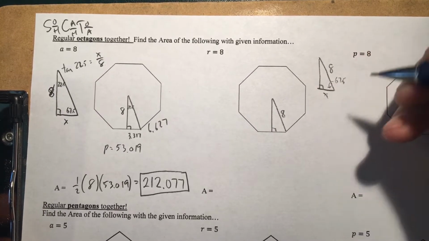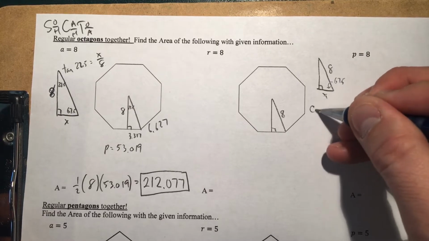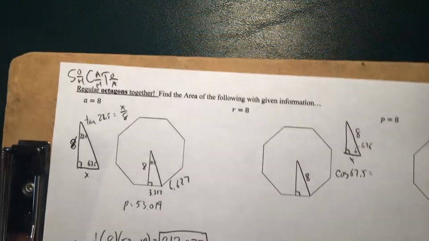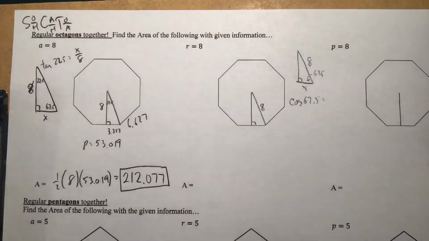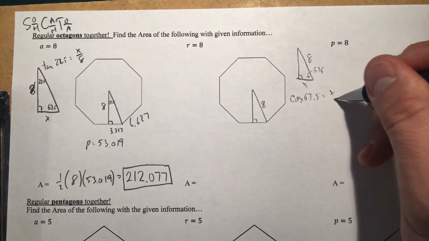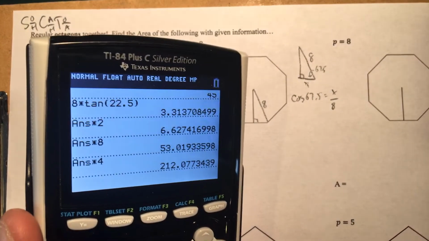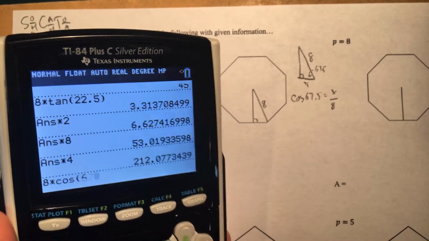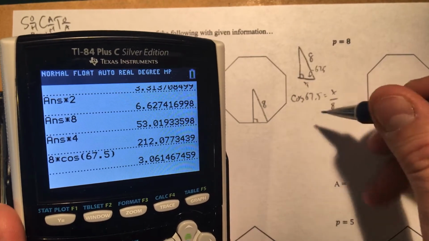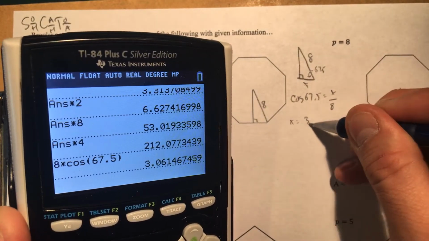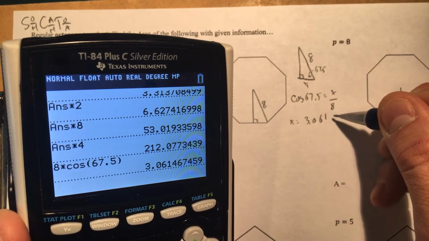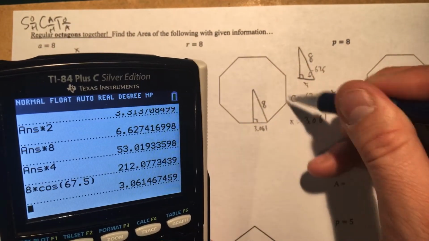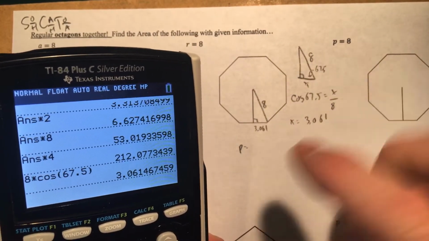So I'm going to go, what was that? Cosine. Adjacent over hypotenuse. So the cosine of 67.5 is adjacent over hypotenuse, a little 8 times the cosine of 67.5. Trig, save my life. 8 times that, I get a 3.061-ish. So that's this guy. But now I got to multiply that by 16.